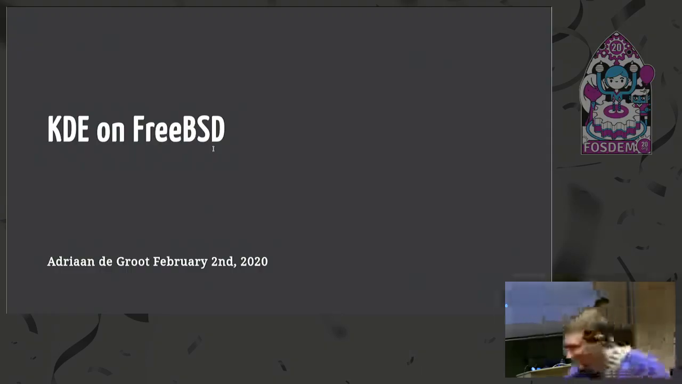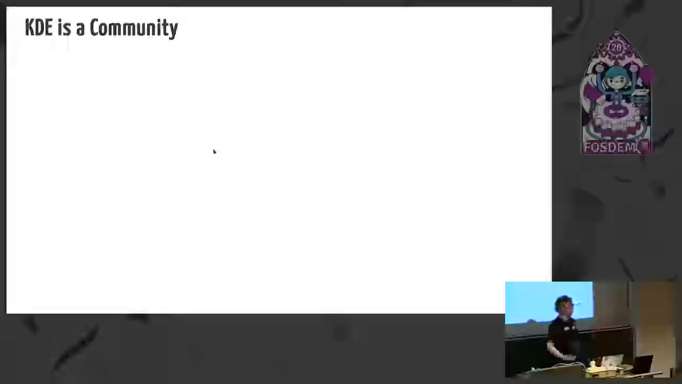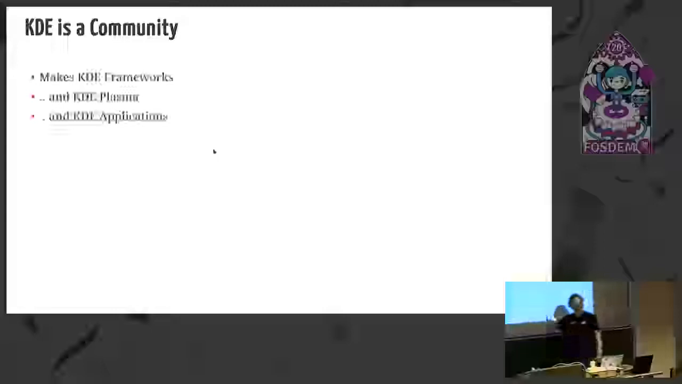Hi, I'm Adriaan. I'm going to talk about KDE on FreeBSD. And I would like to remind you beforehand that KDE is a community. People talk about it like it's software, but KDE is a community. And we make a bunch of software. Some of it is called KDE Frameworks. That's 80 some odd libraries that build on top of Qt that give you useful desktop integration, useful extensions to Qt. It also builds KDE Plasma, which is the desktop part that everybody always thinks about. It also builds KDE applications. The applications range from the simplistic color paint type applications to advanced video editors. But as a community, we build a whole lot of software, and people call it KDE.